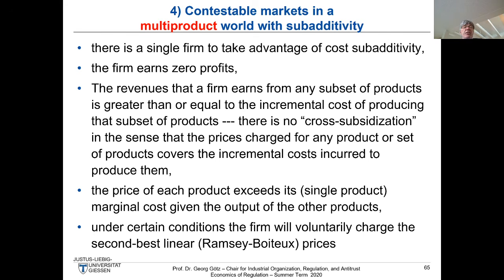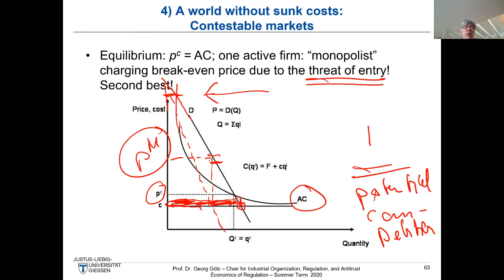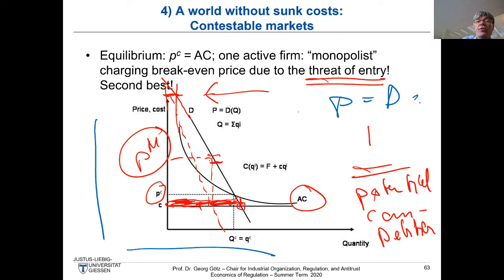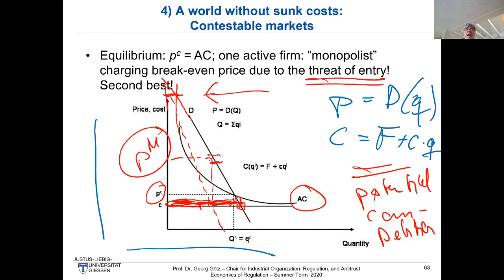Contestable markets in a multi-product world with subadditivity. What we will discuss in the course, and what the problems and the assignments are about, will be pretty much this kind of standard case, where you have given some inverse demand curve, D of Q, and you have given some cost function which is F plus C times Q. That's what we typically have. Very straightforward. That's what you have to look into.